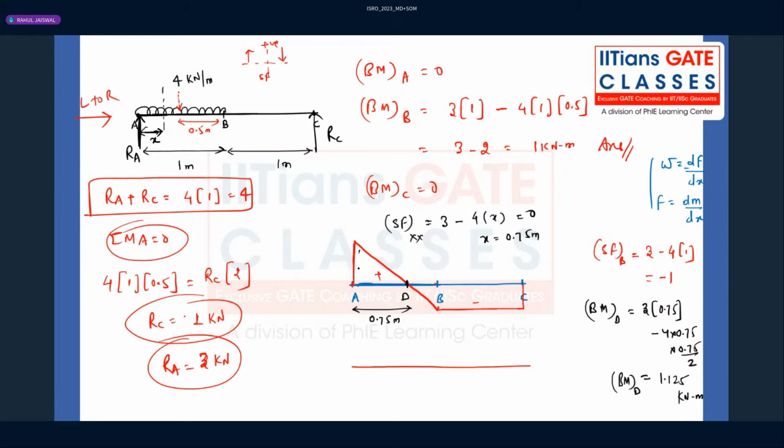Now you can see the shear force is decreasing. The slope of the bending moment diagram should decrease from A to D. From A to D, the slope of the bending moment diagram should decrease. How can we draw the decreasing slope? Like this.